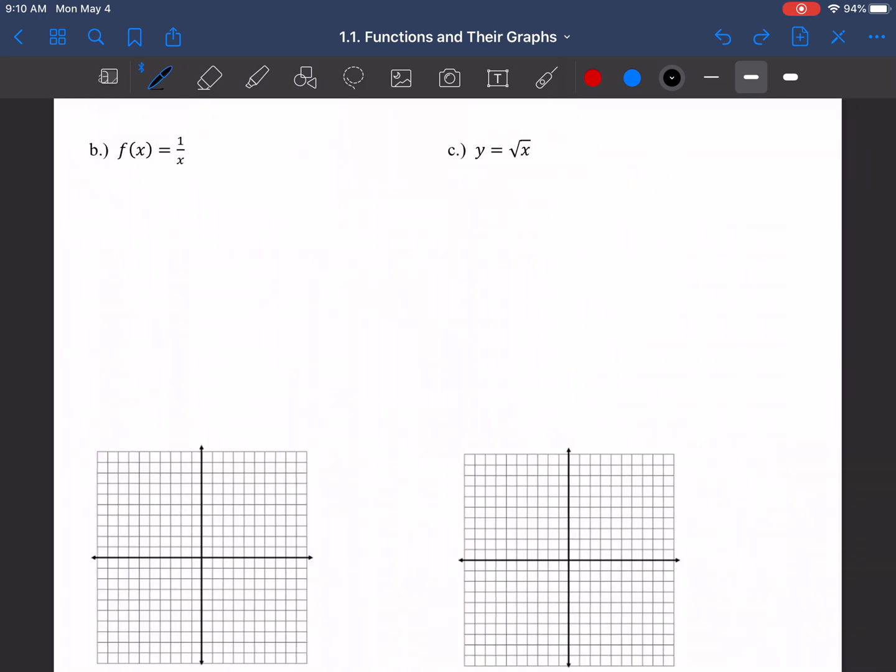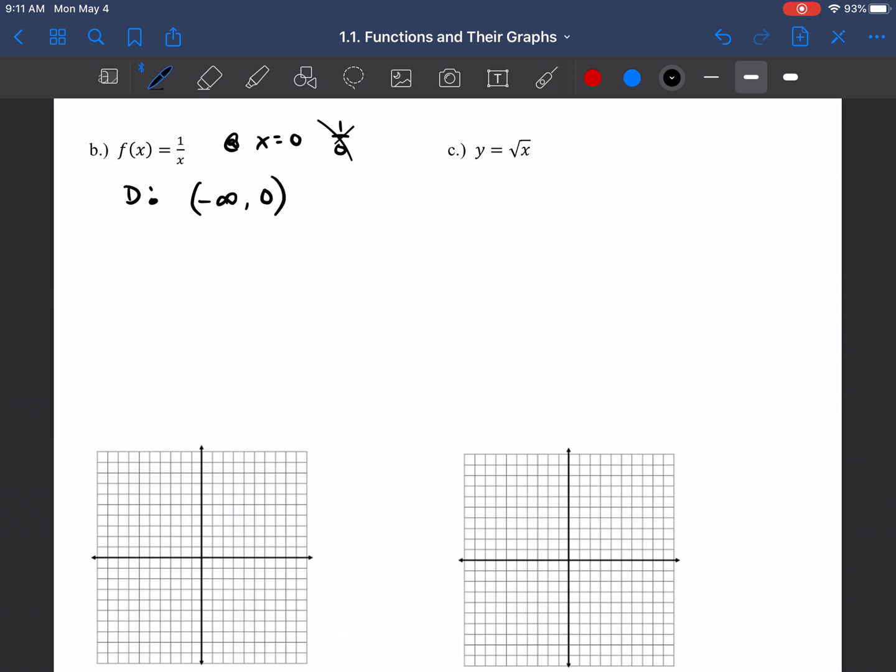Next, let's look at f of x equals 1 over x. Here, we do have to worry about division. So our domain cannot include x equals 0, because at x equals 0, we get 1 divided by 0, and we can't do that. So our domain is going to be written like this. We can go from negative infinity all the way up to 0, but we can't include it.